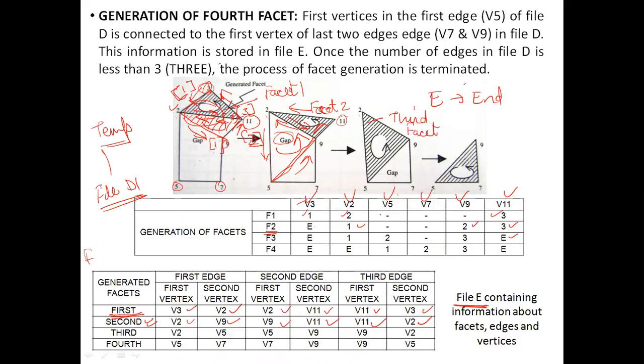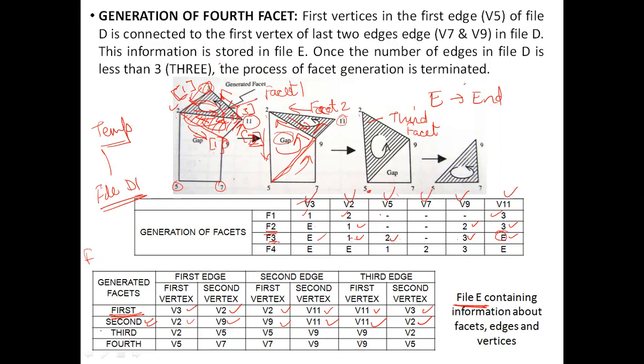When I create my third facet, I check: V3 I am not going to use because that has already ended. V2 is my first vertex, V5 is my second vertex, and V9 is my third vertex. V11 cannot be used because it has already ended. So for facet 3, my three vertices are V2, V5, and V9.